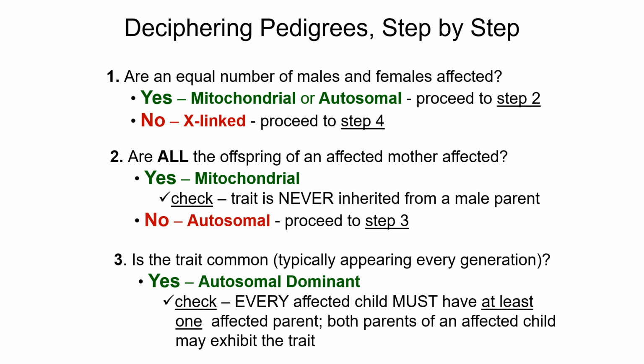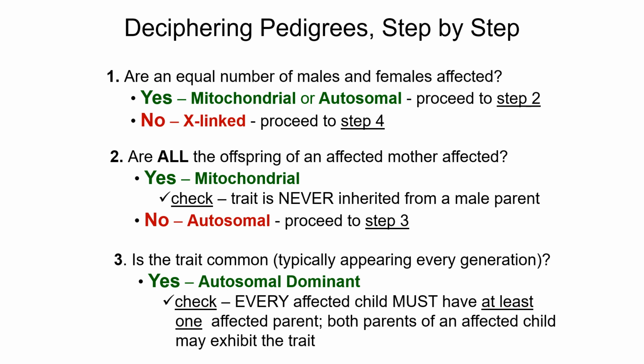First thing to check for, the easiest thing to check for, is it mitochondrial? If it's mitochondrial, then all of the offspring, male and female, of an affected mother will also be affected. And to make sure this is the proper inference, check that the trait is never inherited from a male parent. Males can't pass down the mitochondria in humans, so you should never see that if it's mitochondrial. If this doesn't fit, we proceed to step 3. We assume that it's autosomal.